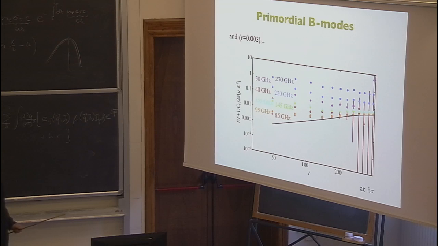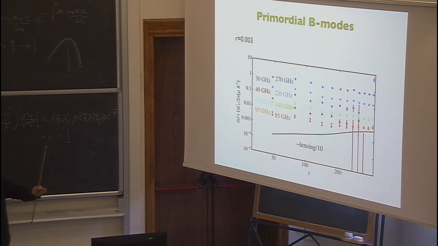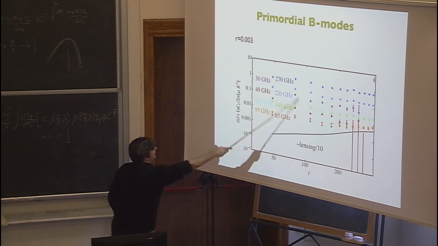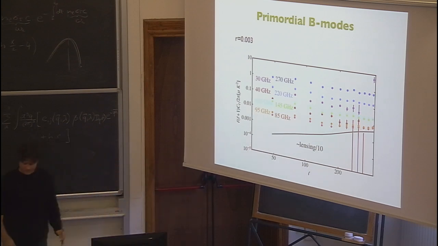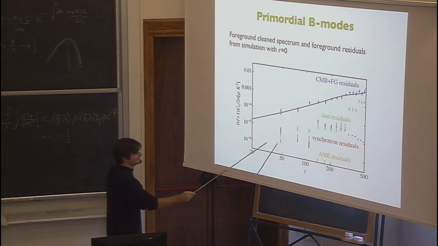And it's a little bit better because you can remove much of the lensing contribution. So if you remove the lensing contribution, it looks like this, and you're trying to distinguish these, but you still see that there's a huge task to remove the foregrounds at the level that's required. This is a simulation I did for CMB stage 4 that suggests that this is something you can do.